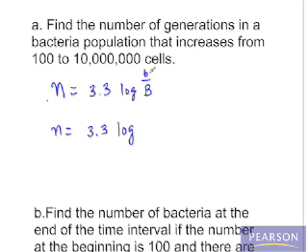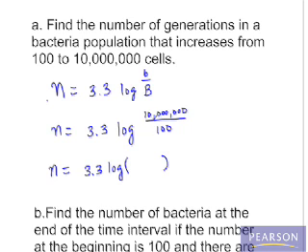So little b is the larger amount we're increasing to. This is the end of the time interval, so little b is 10 million. And capital B is the beginning of the time interval, so that would be 100. And we can simplify this fraction. n is equal to 3.3 times the log of 10 million divided by 100, which is 100,000.